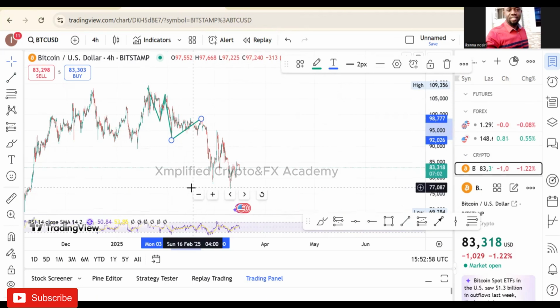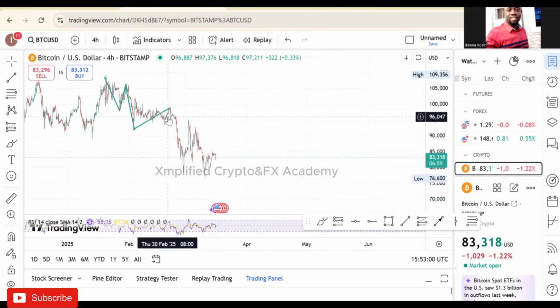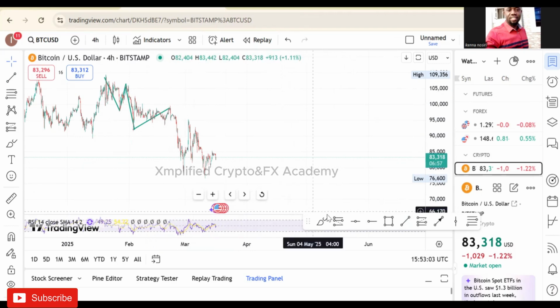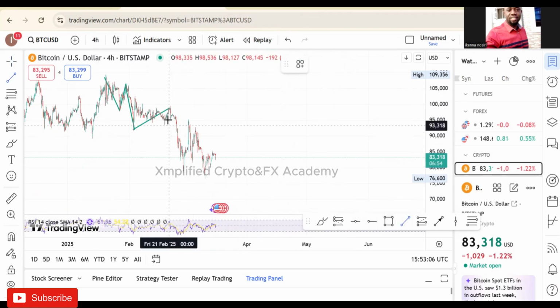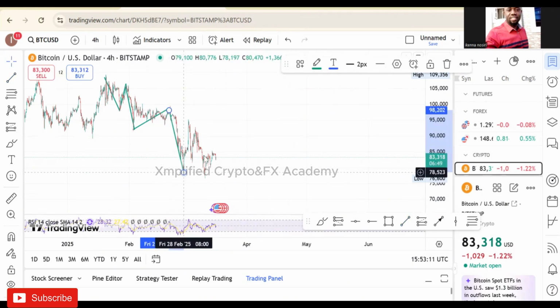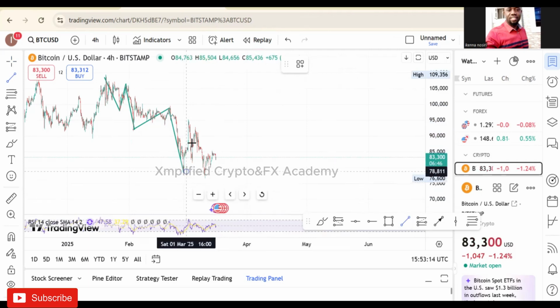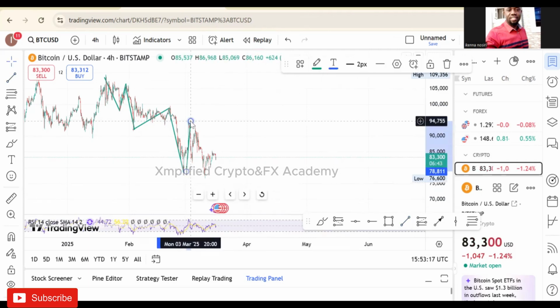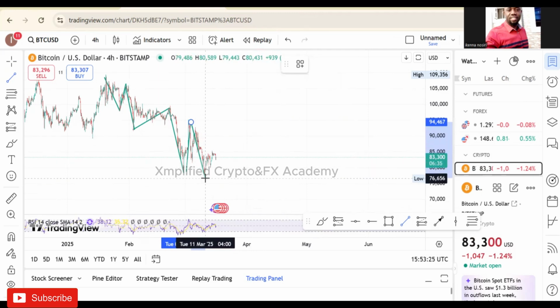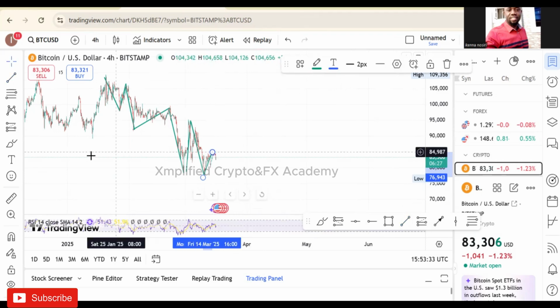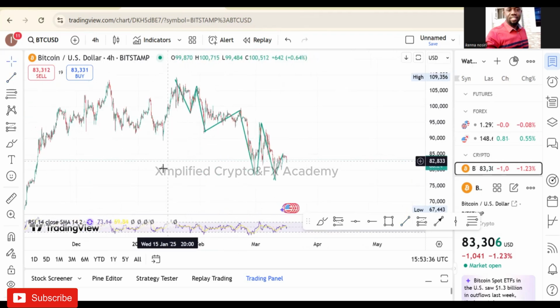Then we saw another retracement from this point, then a pullback to this point. And finally, the retracement, then a pullback here. So remember, this is a 4 hour time frame.